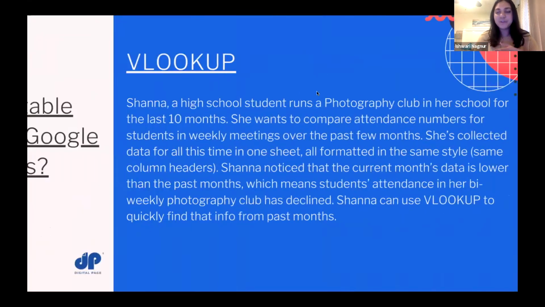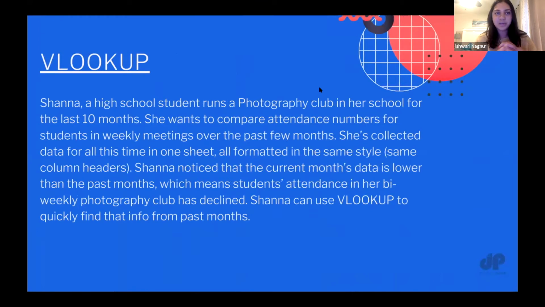The first tip that we're going to be talking about is called VLOOKUP. Here we have a scenario with Shanna, who is a high school student who has run a photography club in her school for the last 10 months. She wants to compare attendance numbers for students in the weekly meetings over the past few months. She's collected data for all the time in one sheet, and everything has been formatted in the same style, so the column headers are all the same. Shanna has noticed that the current month data is lower than the past months, which means that students' attendance in her bi-weekly photography club has declined. So here we have a scenario where Shanna can use VLOOKUP to quickly find information from the past few months.